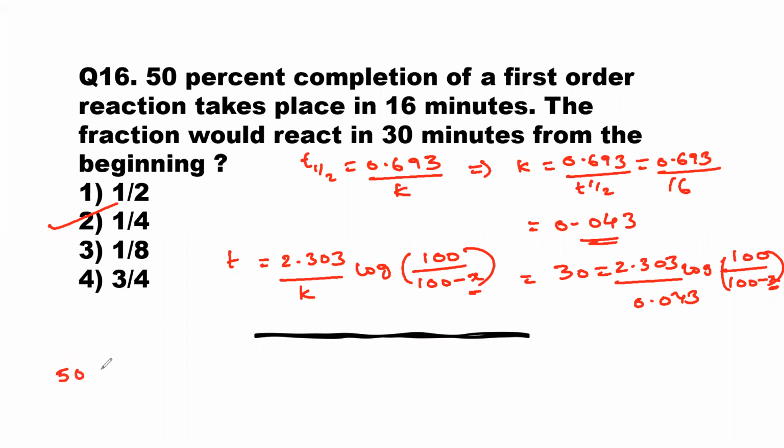50. In 50, half is how much? 25. In 25, half is 12.5. In 12.5, half is 6.25. So in 6.25, half is how much? 6.25 divided by 2 is approximately 3.125. So till here I write.